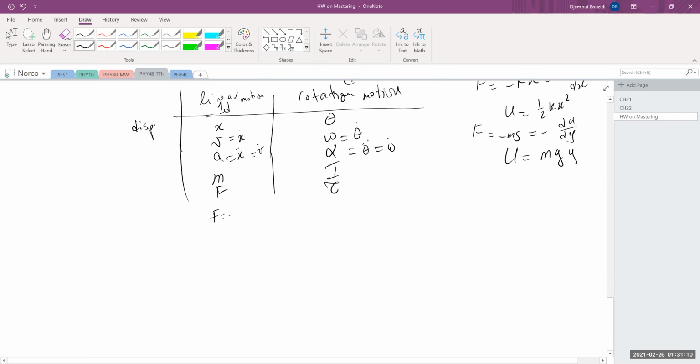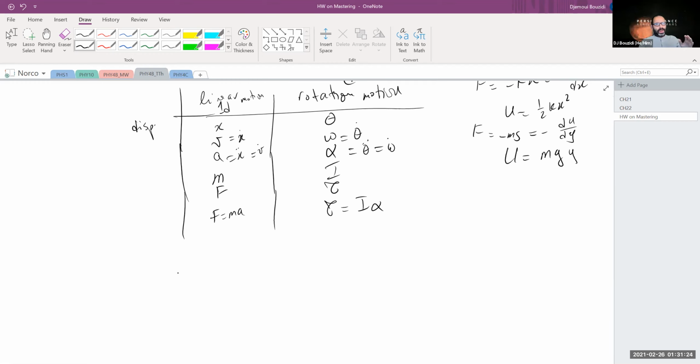Yeah. F equals ma. It looks familiar. Tau equals I alpha. So this is a dictionary. Actually, this is an SAT question that used to come in the exams, basically to find this dictionary correspondence between one and the other, one and the other.